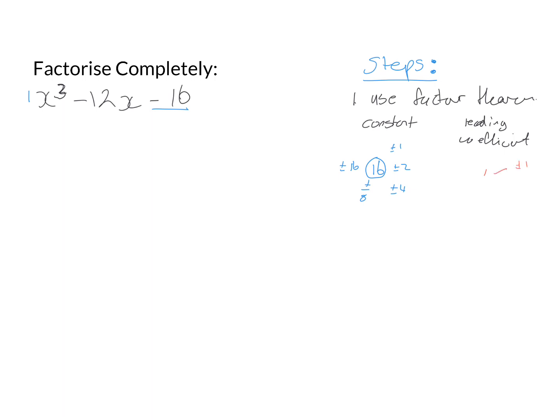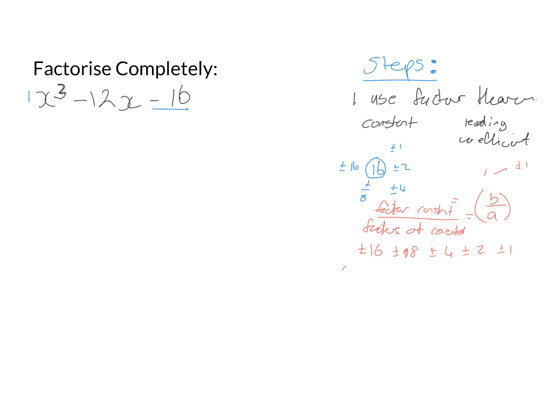Now, the theorem states that all my possible factors are b over a, which is any factor of the constant divided by factors of the coefficient, and in this case it's our leading coefficient. So possible factors are, in this case, plus or minus 16, plus or minus 8, plus or minus 4, plus or minus 2, plus or minus 1.